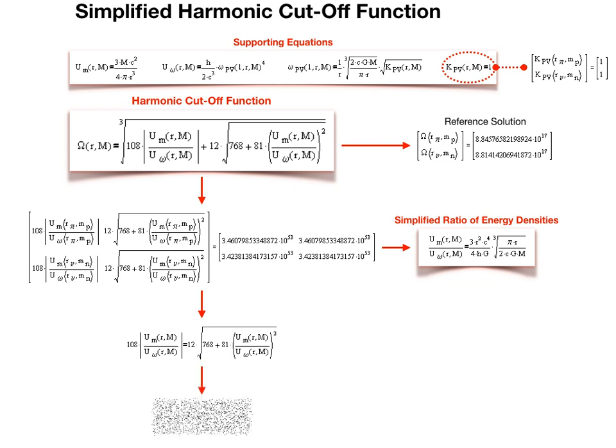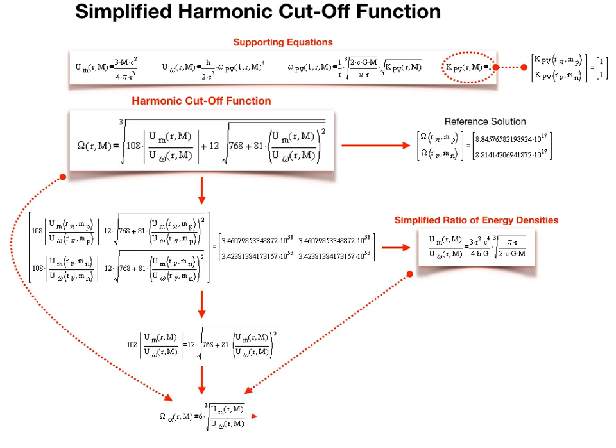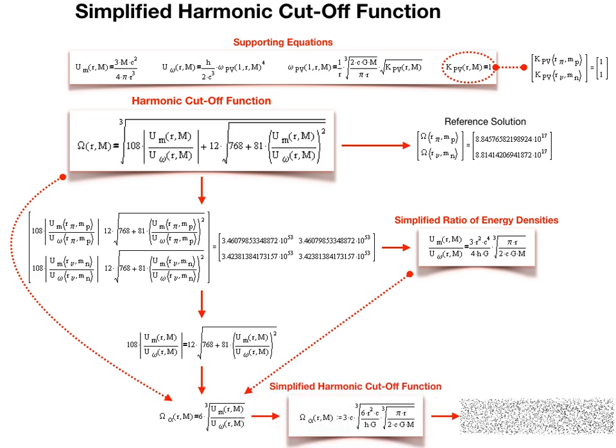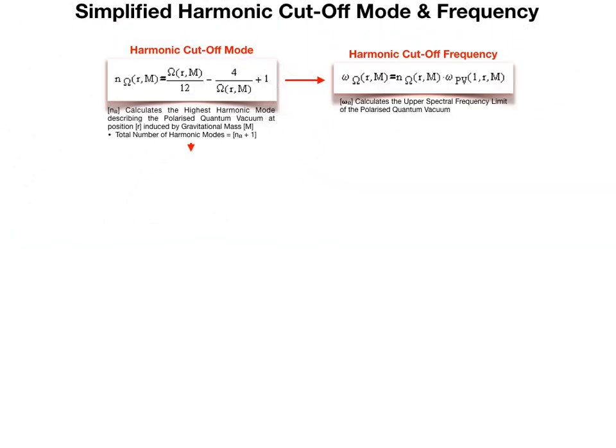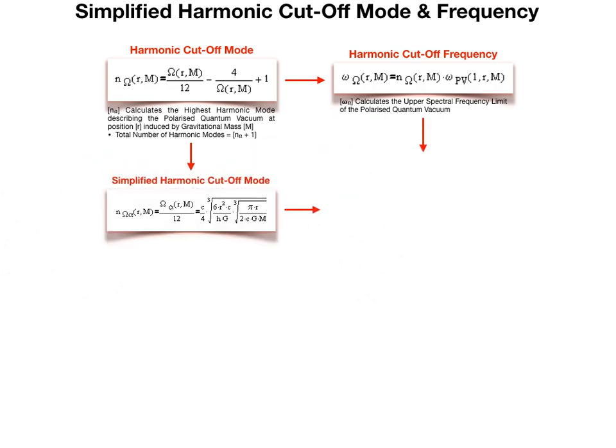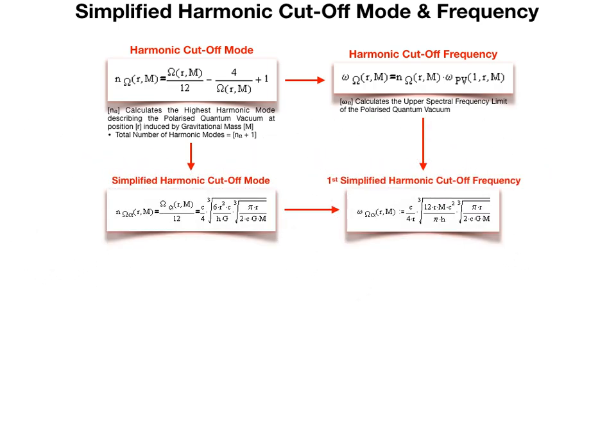Once this equality has been recognized, it is a very simple process to generate and evaluate a simplified harmonic cutoff function. As you can see, the simplified form generates an almost identical result to the reference solution, with trivial error. With the simplified harmonic cutoff function in place, we may now simplify the harmonic cutoff mode and frequency. So, let's move on. Simplifying the harmonic cutoff mode and frequency is a very easy process once the simplified harmonic cutoff function has been generated.